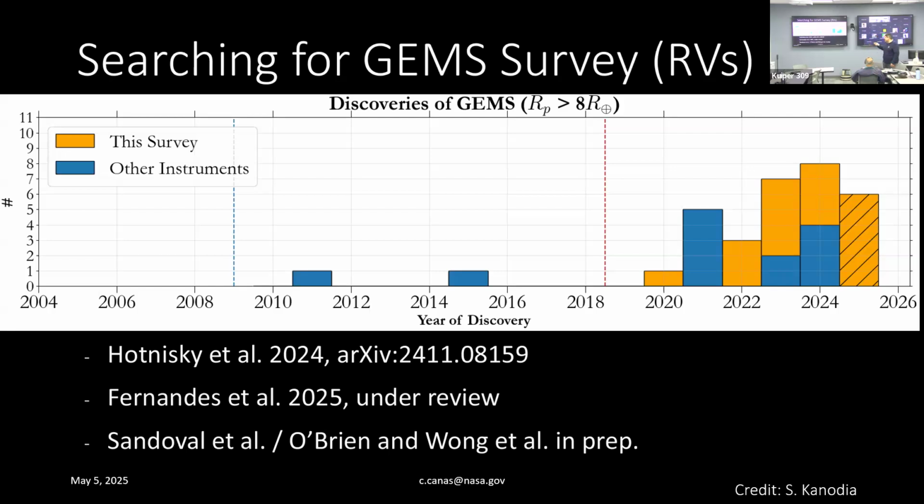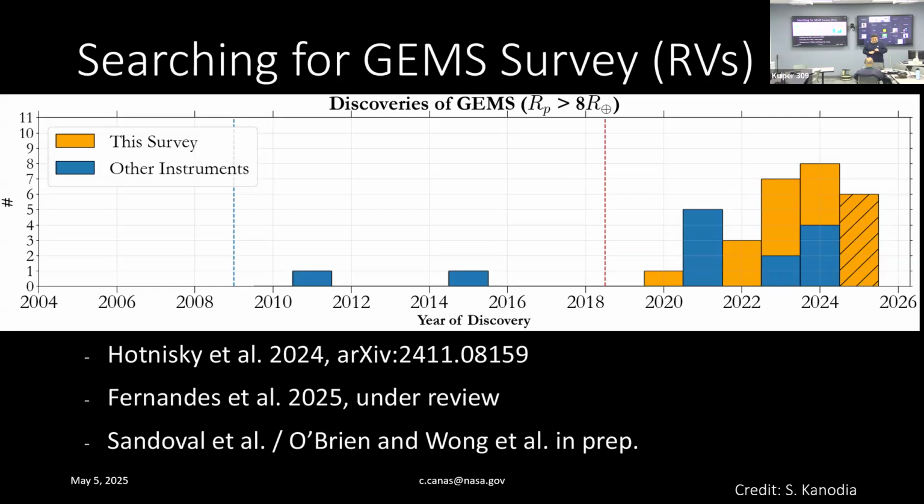Here I'm highlighting a few recent publications. Andrew Hodzinski recently released 2 super Jupiters. Those are the first 2 gas giants orbiting M-dwarfs with masses greater than 5 Jupiter masses. That recently came out, and it's in press, so it was already accepted. If you're interested in the massive side of these things, take a look at that paper.